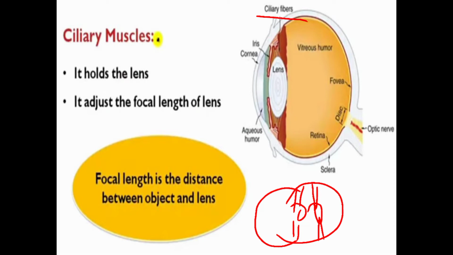So for that, first we should know what focal length is. Focal length is the distance between the object and the lens, wherever that object is kept, plus the lens which is present in the eye. The distance between them is known as the focal length. So that is adjusted by the ciliary muscles.